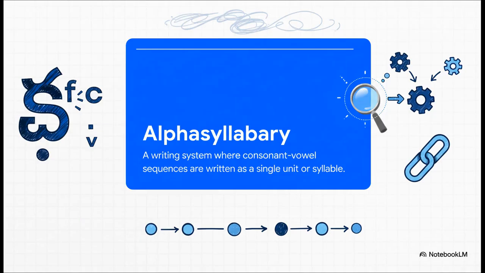And there's a name for this. It's called an alphasyllabary. It's kind of like a hybrid, part alphabet, part syllable-based system. So instead of writing C and A as two separate things, you write one single fused symbol that just is CA. Grasping this one idea is the key to everything.